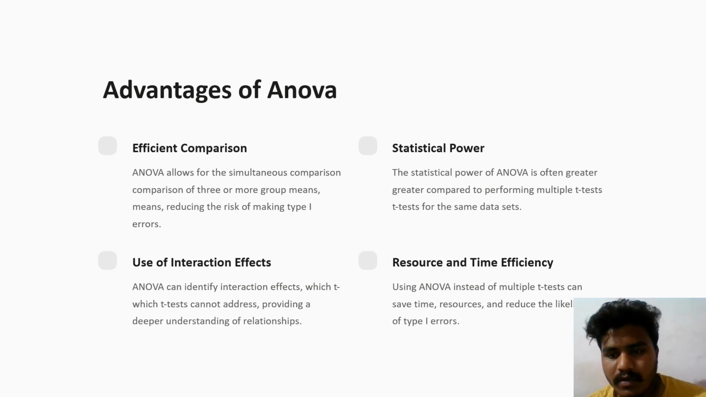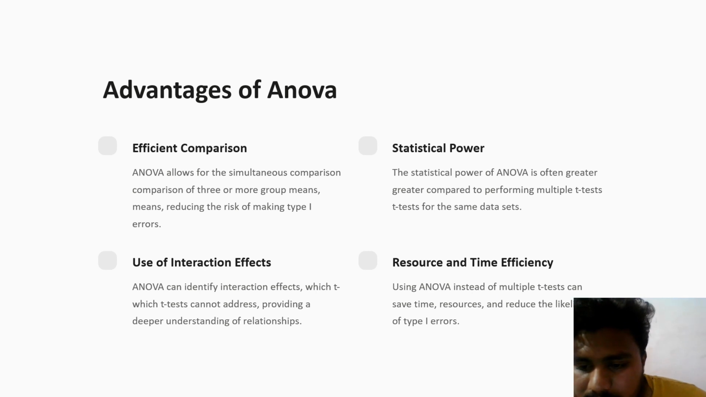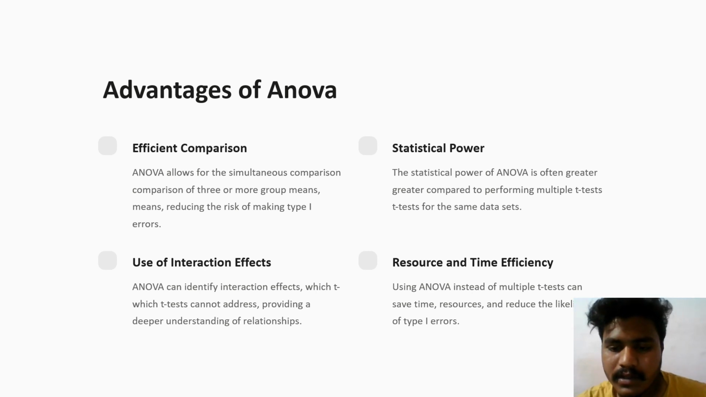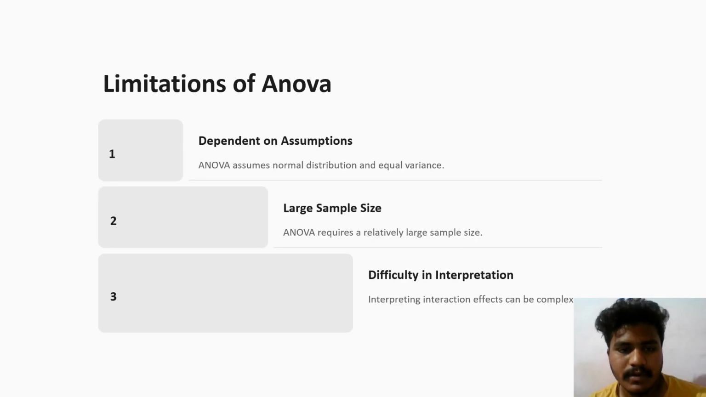The statistical power of ANOVA is often greater compared to performing multiple t-tests on the same data. ANOVA can identify interaction effects which t-tests cannot address, providing a deeper understanding of relationships. Using ANOVA instead of multiple tests can save time and resources and reduce type 1 error.